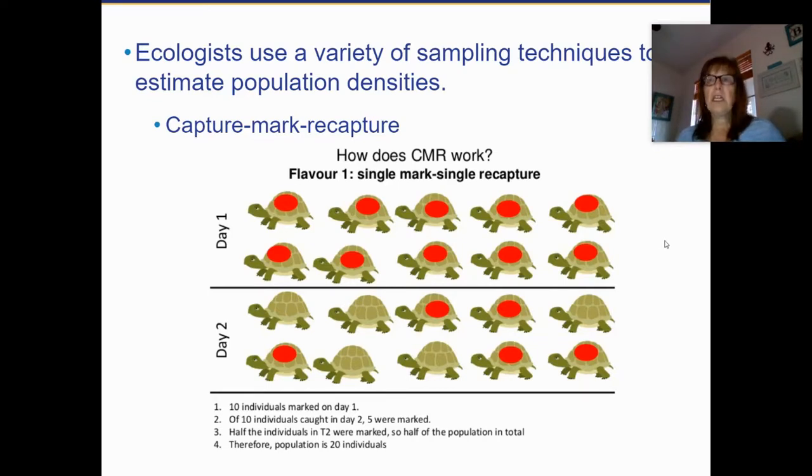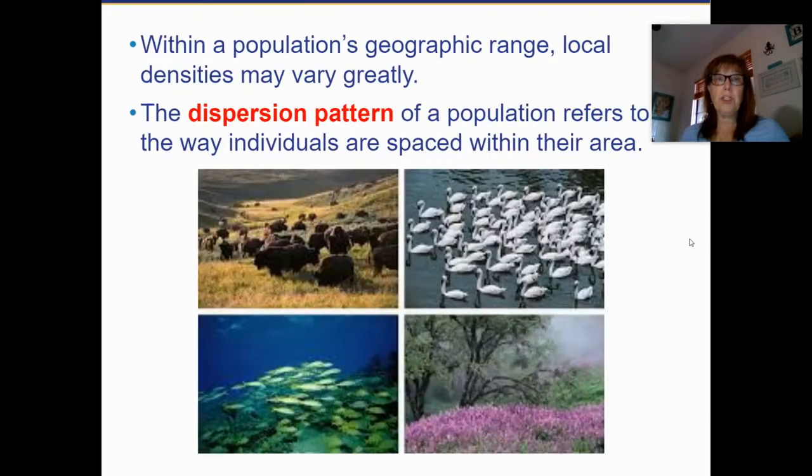In many studies, it is impossible to count all of the individuals in a population. So we will use a variety of measures to estimate the number of individuals in that population. Within a population's geographic range, local densities can vary greatly. So they may look at the dispersion patterns of a population, and this refers to the way in which individuals are spaced out in a particular area.